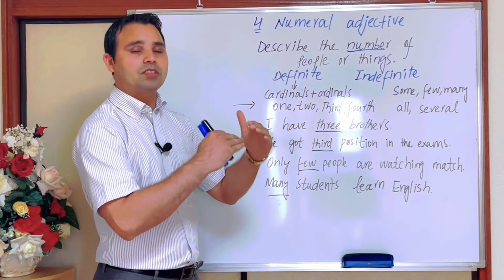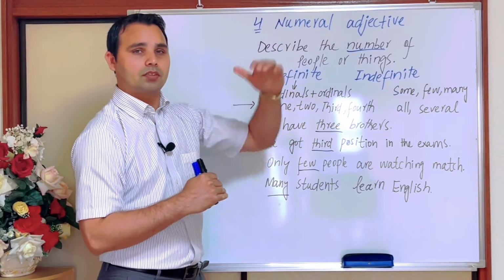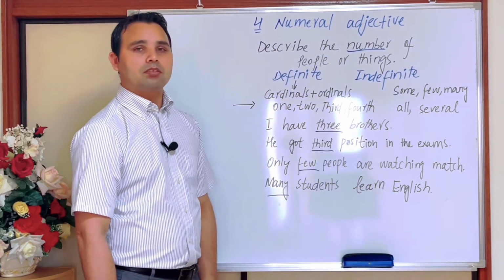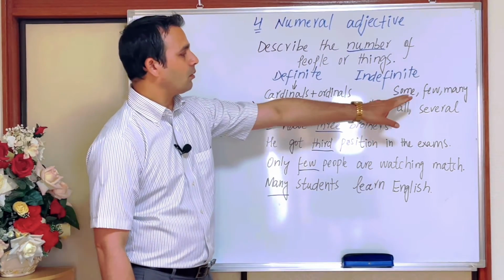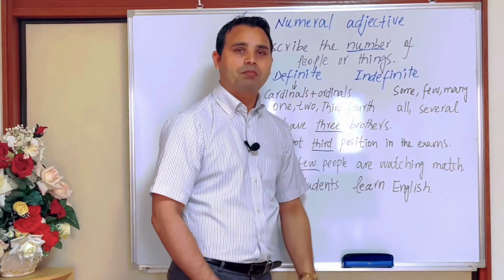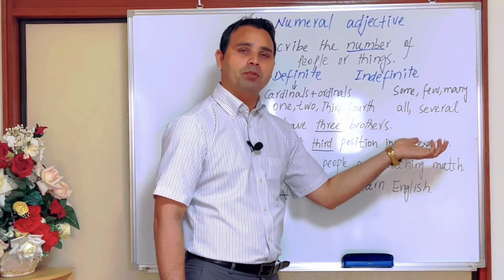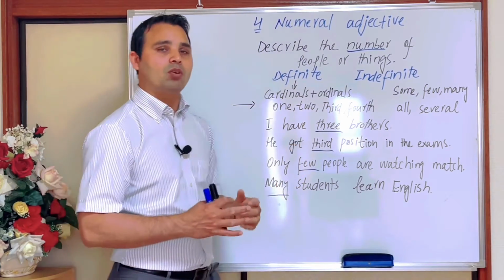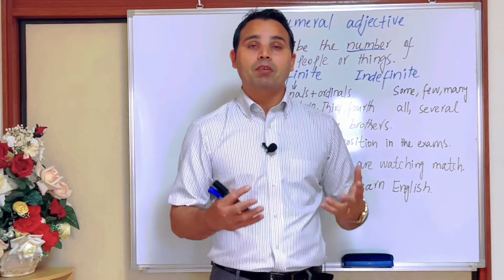Ordinals means the things which are in order, like first, second, third. Indefinite numeral adjectives like some, few, many, all, several. We don't know the exact number of people or the things. So here are the examples of the sentences, and I hope that you have understood it very well.